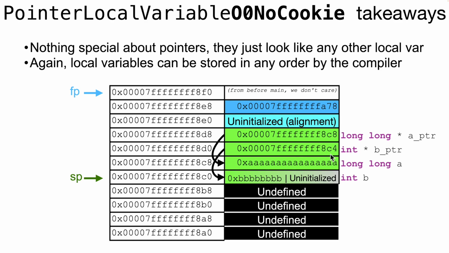B pointer stores an address, the address of B. And here we see it is 8C4 because it is not the lower 4 bytes, it is the upper 4 bytes. So you skip past the lower 4 bytes and you get to 8C4, which is the address of B.